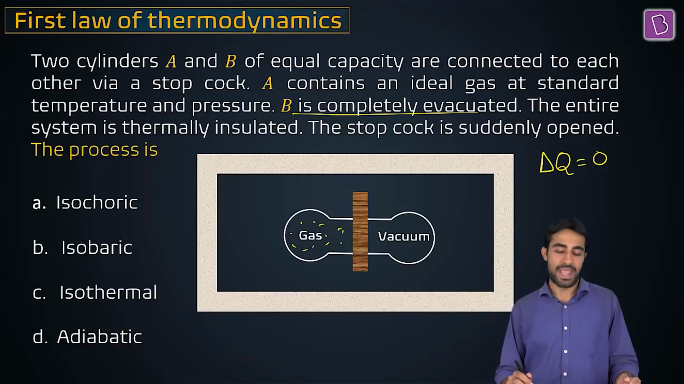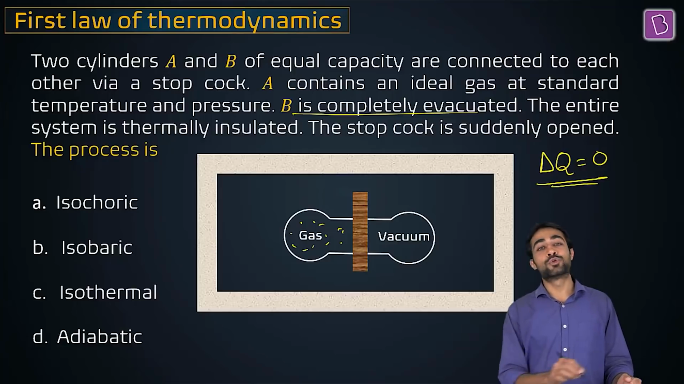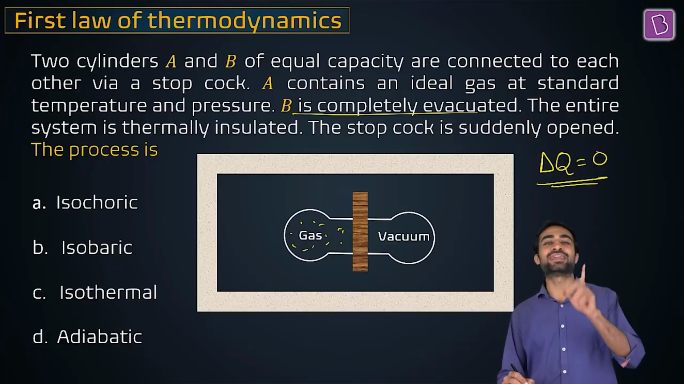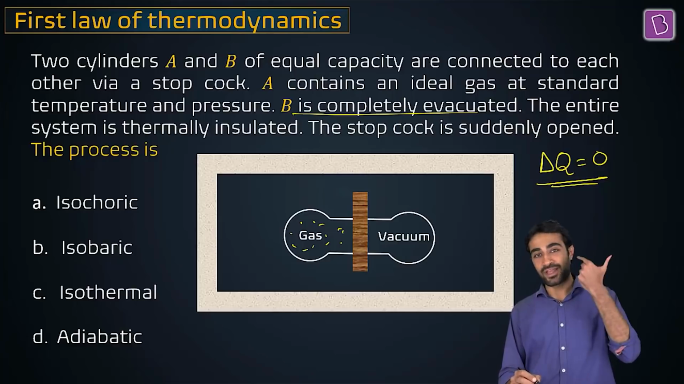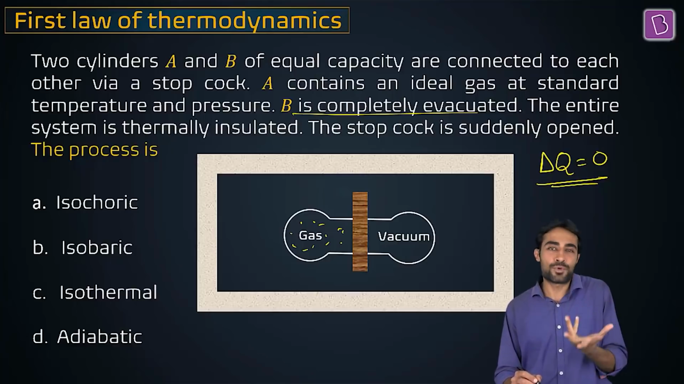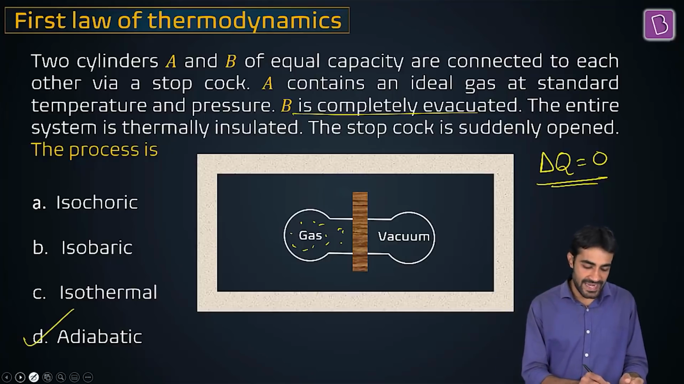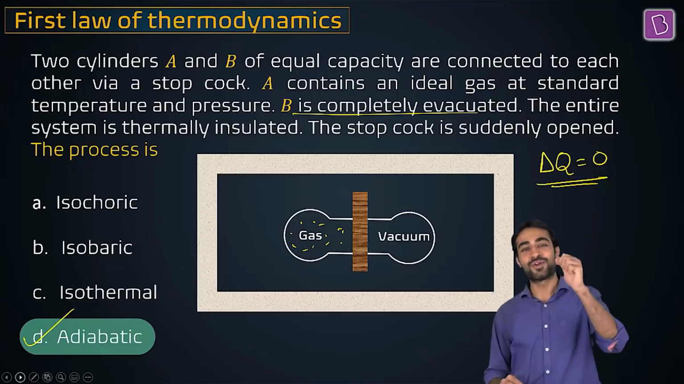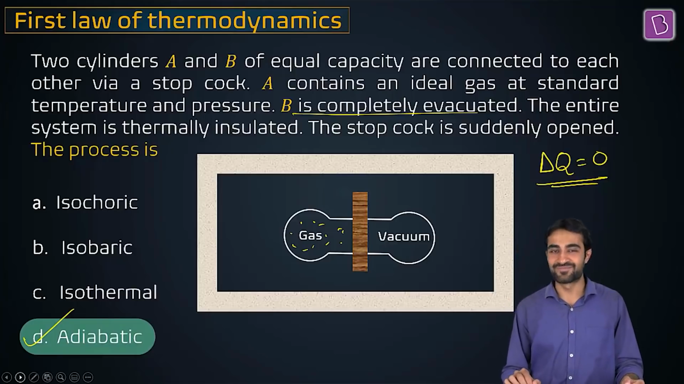So we have to go with one of these options. What should we do? We can see that delta Q is equal to zero. There is no heat exchange and the process is very quick. So it is most appropriate to mark option D, adiabatic, as the right answer for our question.